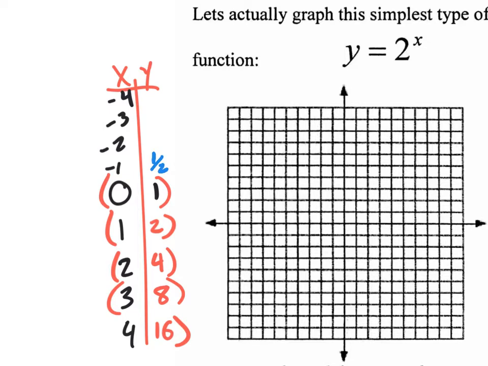1/2. Times half is what? 1/4. Times half is what? 1/8. Times half is what? 1/16. Now that's a lot easier than actually plugging in.